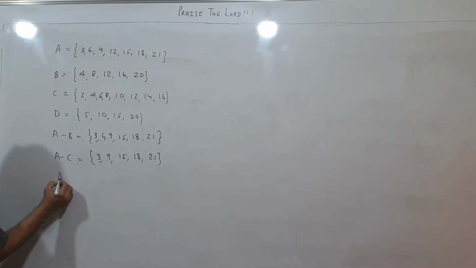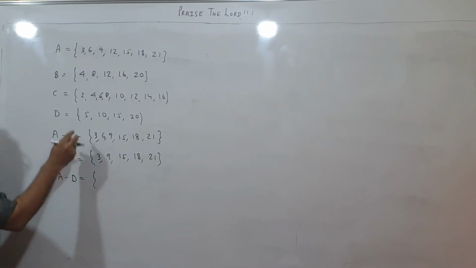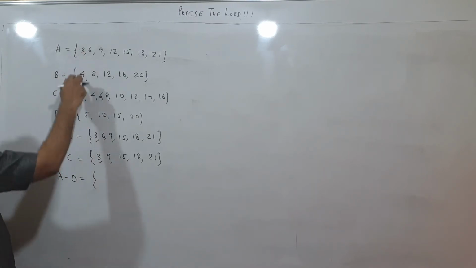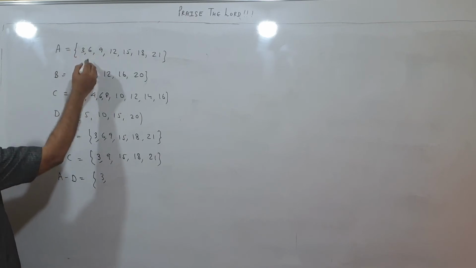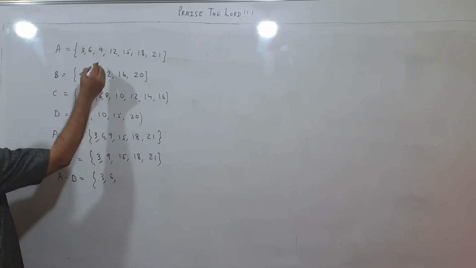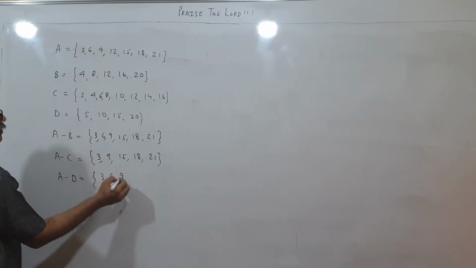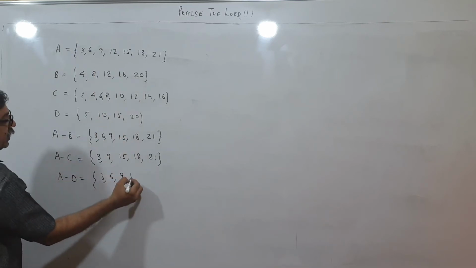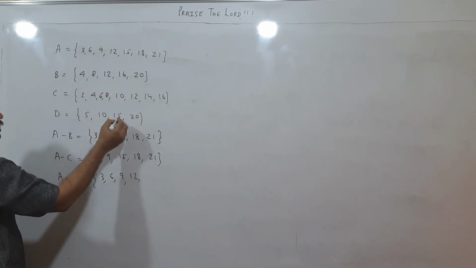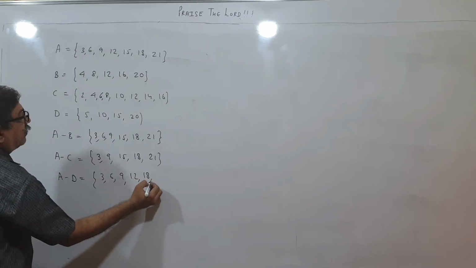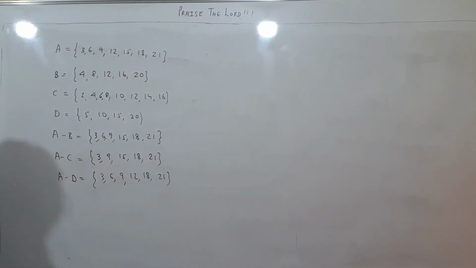A minus D. So from here, 3 I can write. 6 is not here, so I can write. 9 is not here, so I can write. 12 is not here, so I can write. 15 is here, I cannot write. 18 I can write. 21 I can write. A minus D.